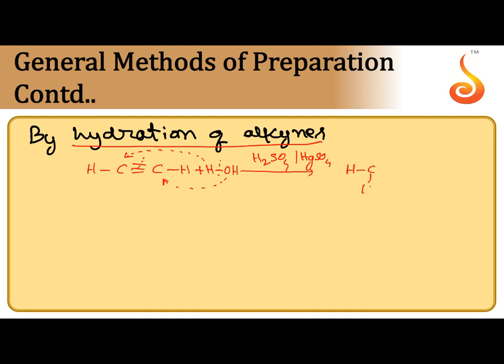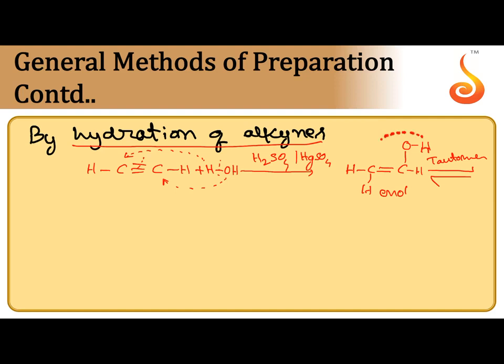CH2=CHOH is the product. Now this is an unstable enol form. When a double bond and OH are both at the same carbon, that is called an enol. Enol undergoes tautomerization. It is converted into its stable tautomer, the keto form.